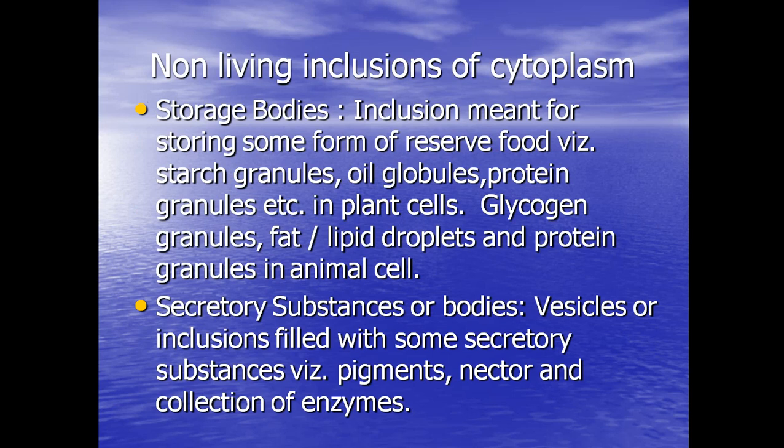Like that, even in animal cells, glycogen granules, fat and lipid droplets, and protein granules are also stored in these storage bodies. Whenever the cell requires them, they release them back for utilization. Till then, temporarily they are stored in these storage bodies. They are non-living inclusions.